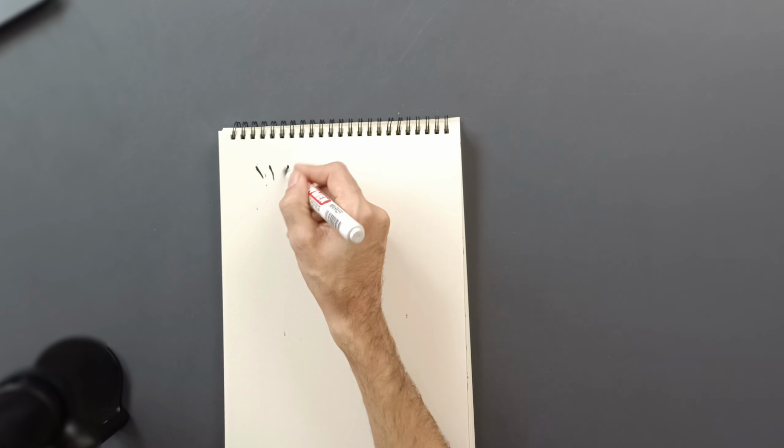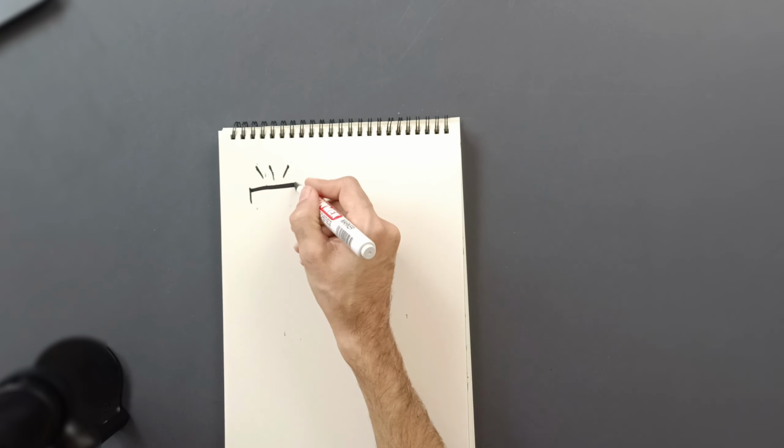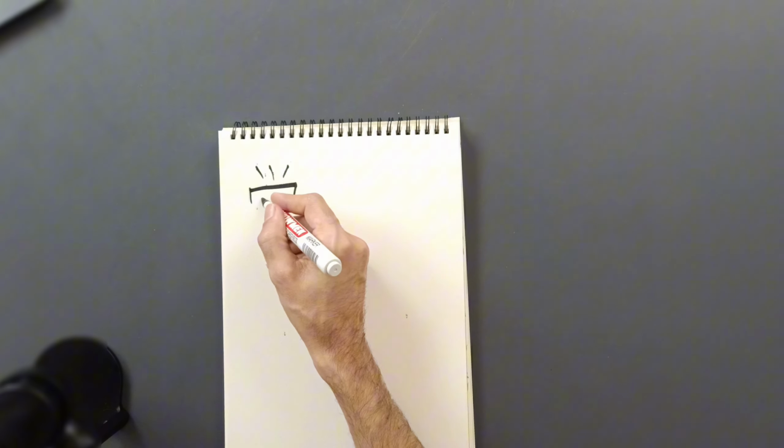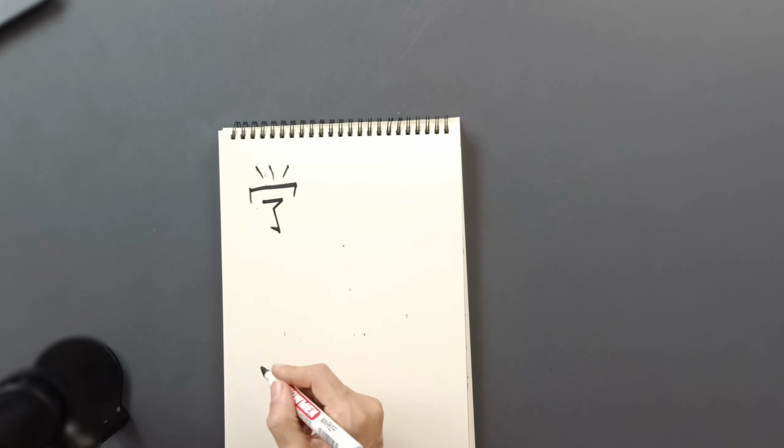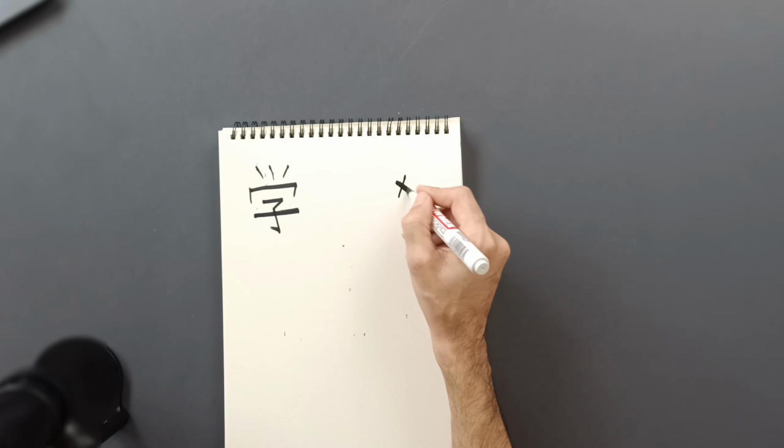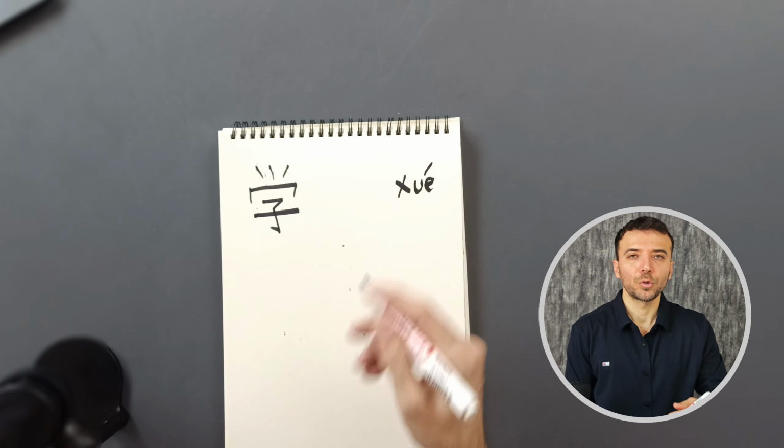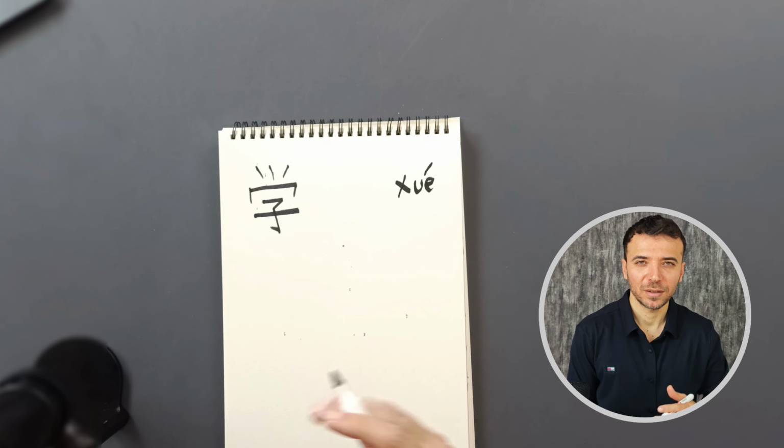Very well, let's write it here. 1, 2, 3, 4, 5. And then the la that we just learned and one line. This one is 学, 学. Say it out loud. 学 means study, okay?